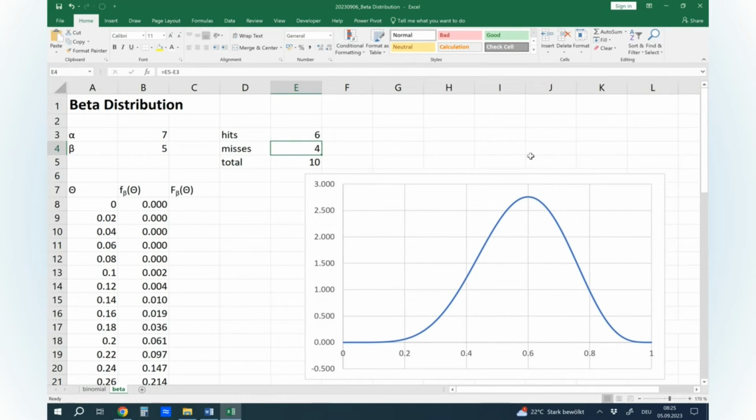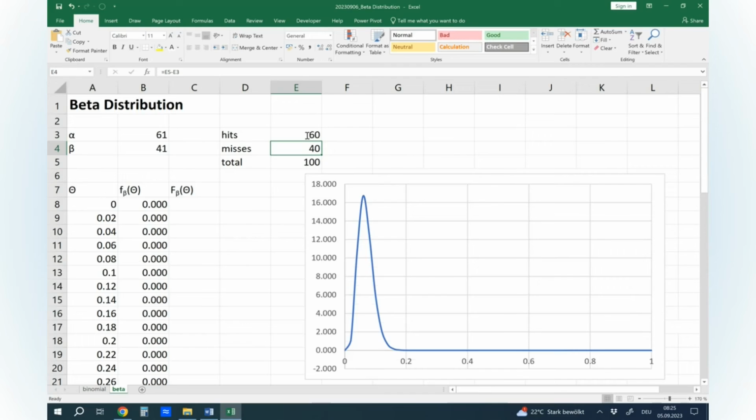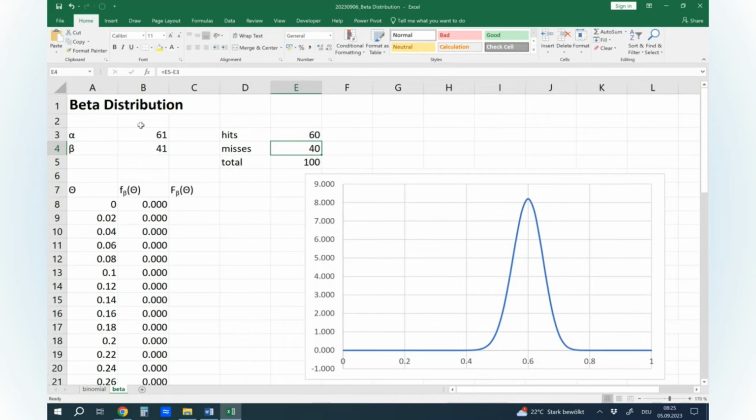Now let's imagine we have a total of 100 observations with 60 hits and 40 misses, which changes alpha to 61 and beta to 41. As expected, the maximum remains at 0.6. However, the beta distribution becomes noticeably narrower and more peaked.